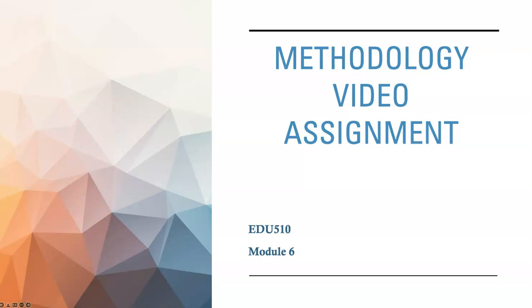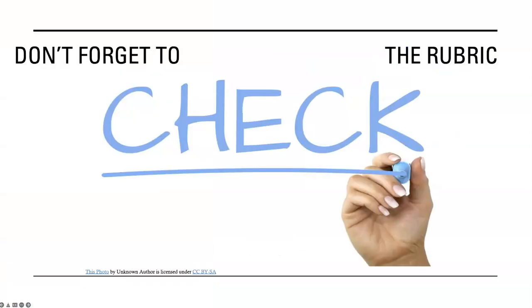Hi everyone. In this video I want to talk about each of the 4 steps of your last assignment in Module 6, the methodology video assignment, which you'll find right at the bottom of Submit Your Assignments. On eClass you'll find the link to this assignment. You'll also find the rubric for this assignment in that same location.